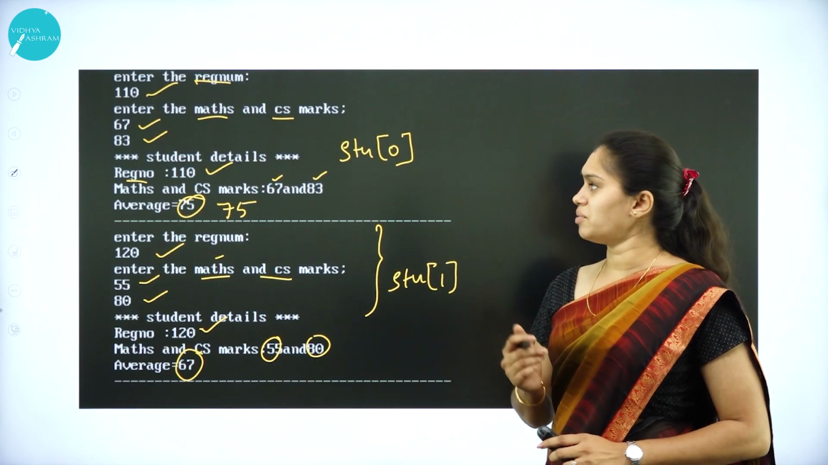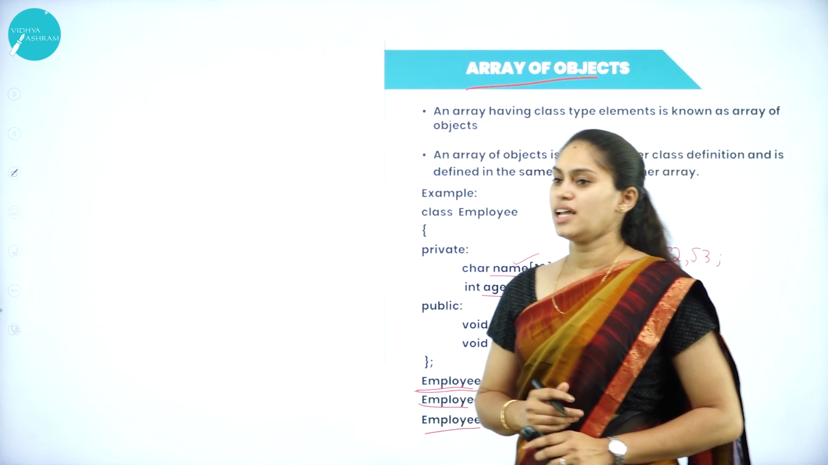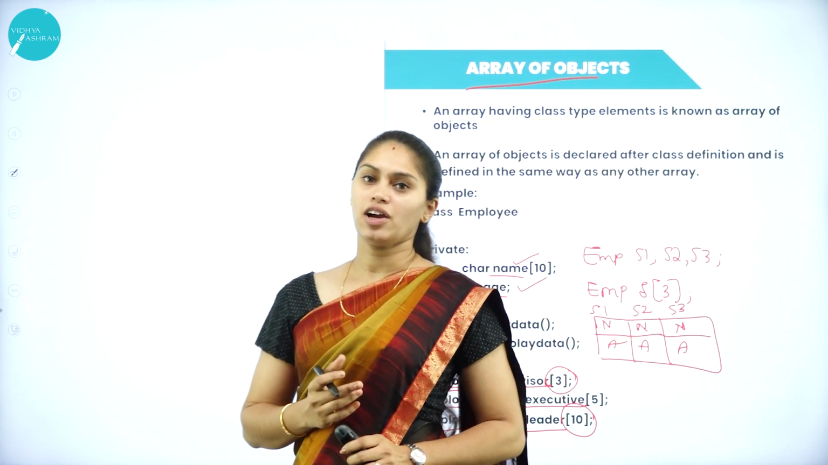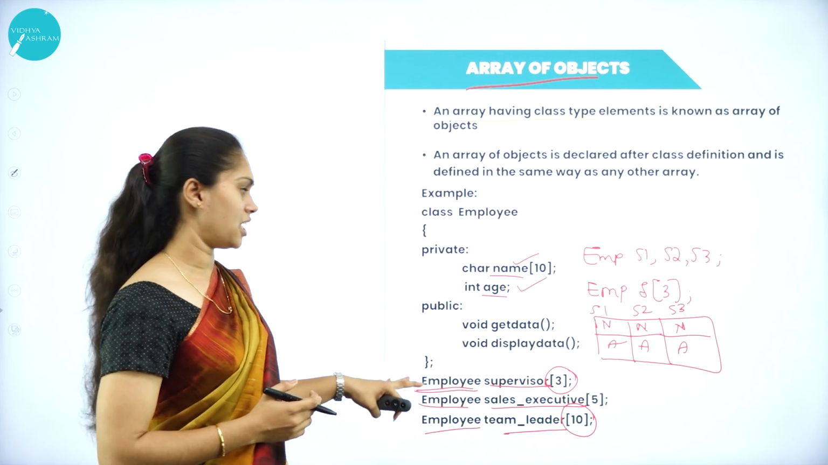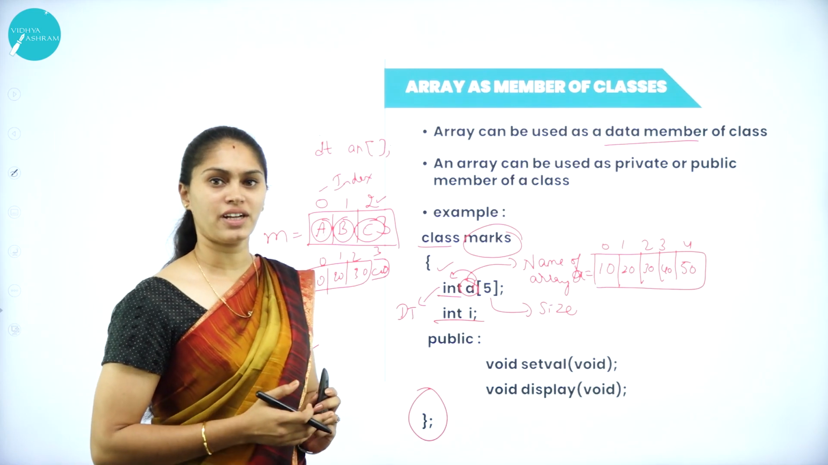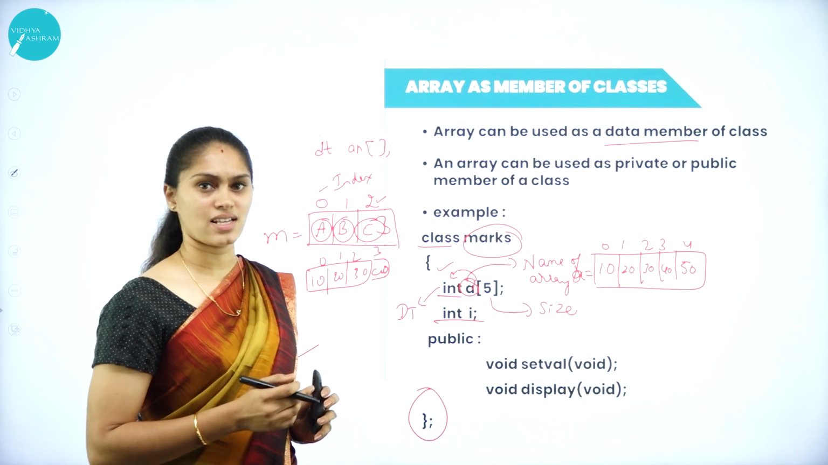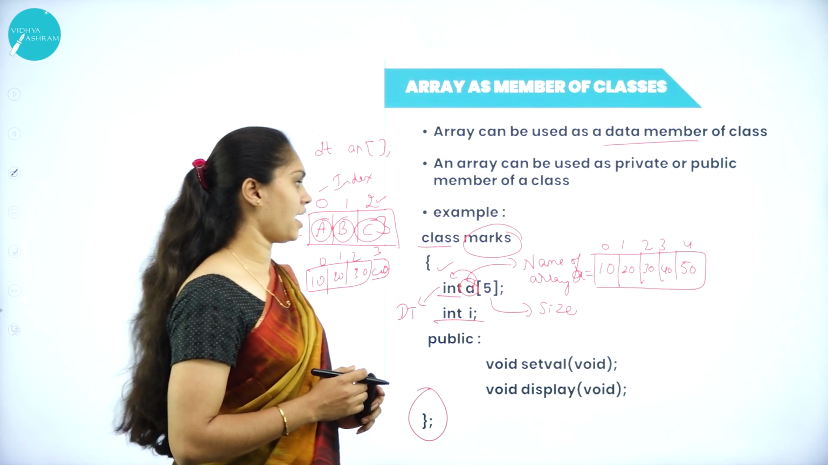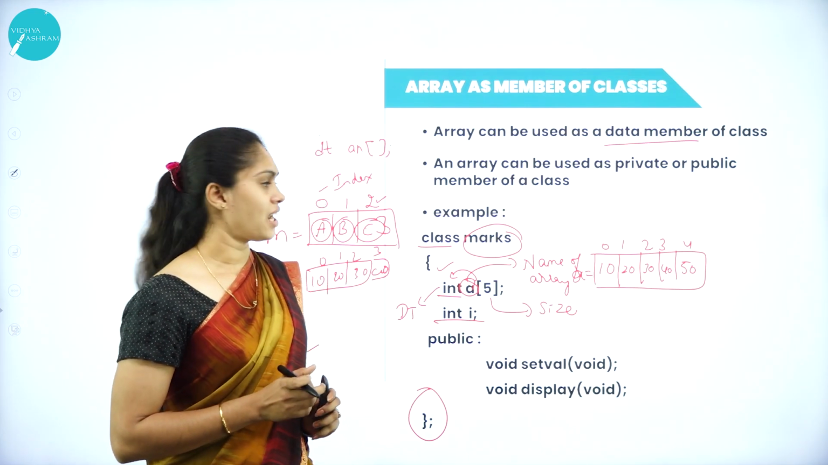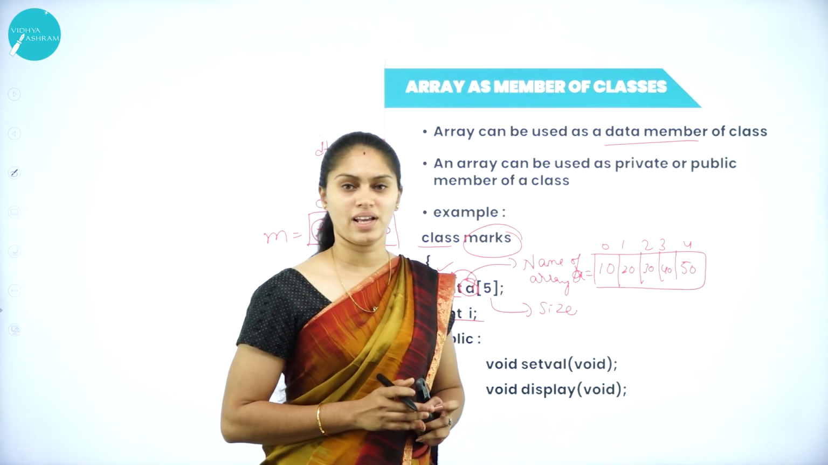And I have a program regarding array of objects. After that, how I can use an array of objects, what the methodology is, and one example. After that, array as a member of a class. So I can use an array as a data member of a class. That means I can use this array as a variable of a class. So that's all regarding today's class.